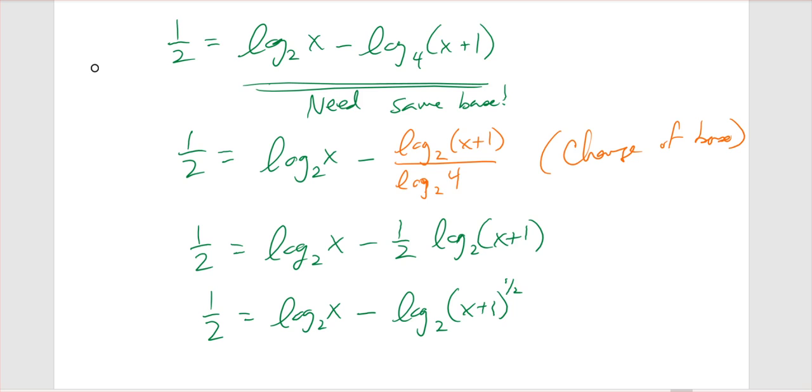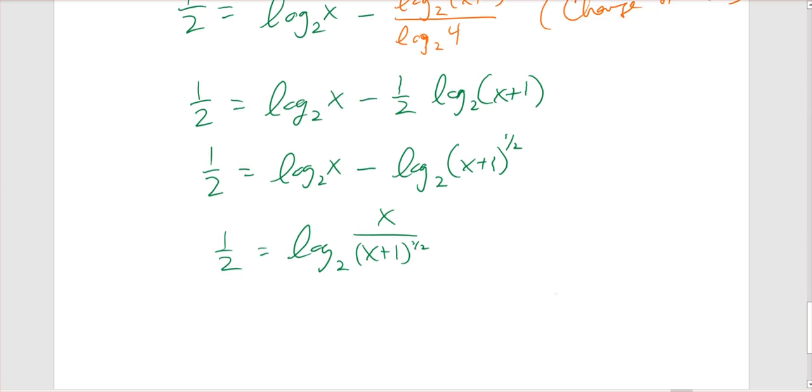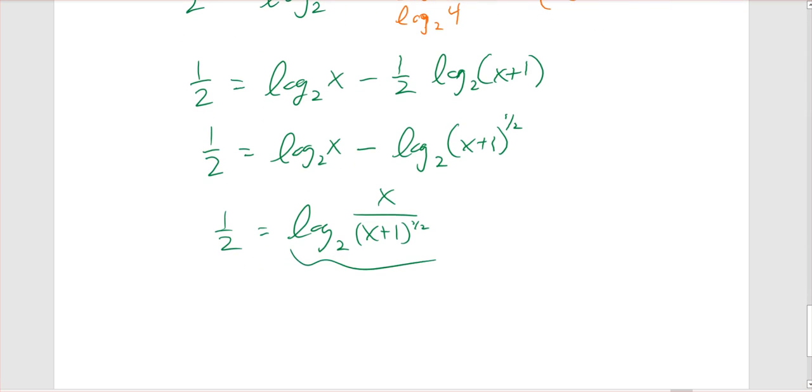We got square root business, and now we can write that as a quotient. So we got 1/2 equals log base 2, and then there's our numerator, and our denominator is (x plus 1) to the 1/2. Okay, cool. Now we have it as a logarithmic function on one side, and on the other side is just some number, and now we can rewrite it with exponents. So we have 2 to the 1/2 has to be x over (x plus 1) to the 1/2.